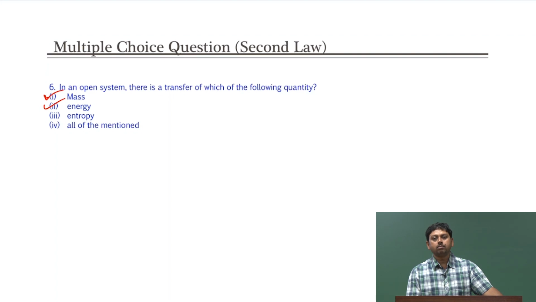Now, there may or may not be a change in entropy, it depends on the process. So, when you are talking about a particular system, it has a particular entropy, because entropy is a state function. An open system allows the change in mass, change in energy, and of course change in entropy, because even an isolated system allows change in entropy, right. So, I would say all the above mentioned.